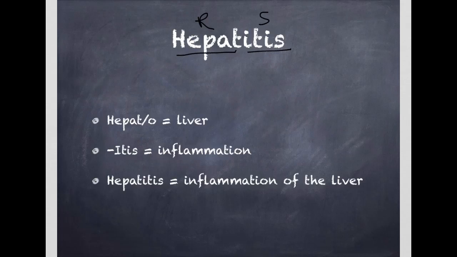When we analyze a term, we will begin at the suffix, and then we're going to work our way to the beginning of the term, which may be a prefix or a root or combining form. So itis is the suffix, which means inflammation. Hepat is the root, meaning liver. So what do you think the term hepatitis means? It means inflammation of the liver.